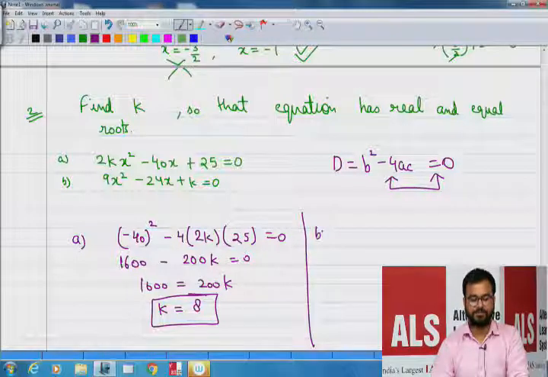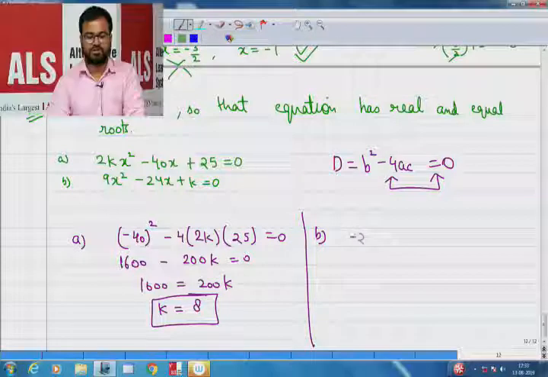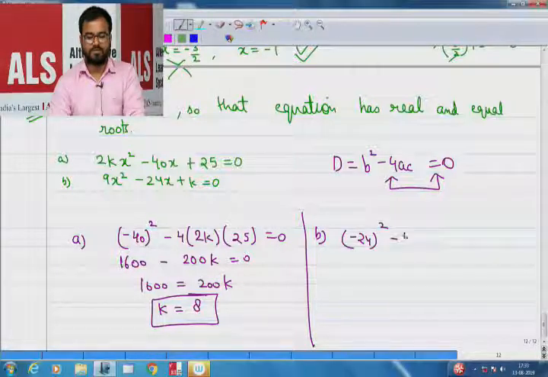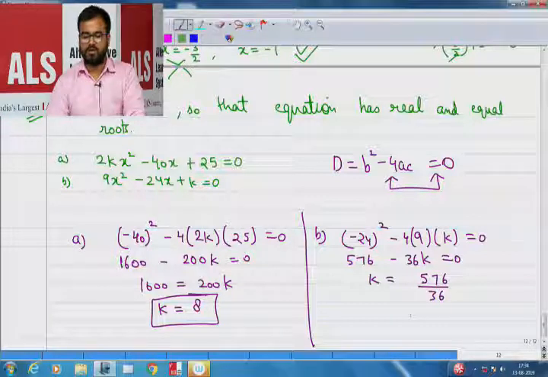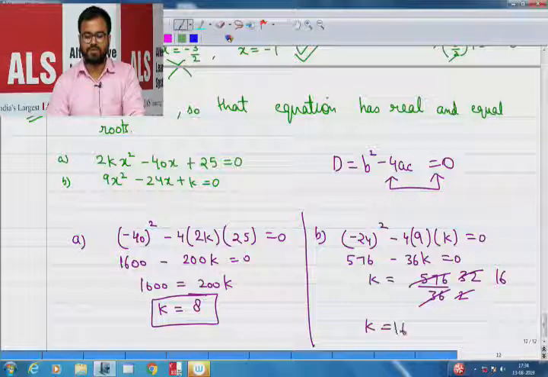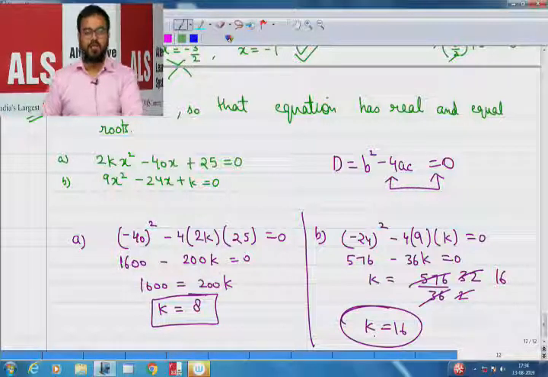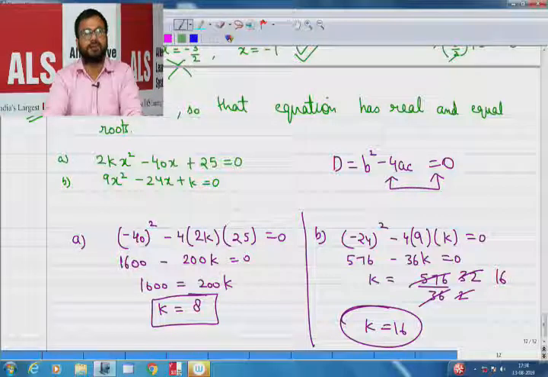In the second case, B square, which is minus 24 whole square, minus 4, A is 9 and C is K, that is equal to 0. This is 576 minus 36K equal to 0, or K is equal to 576 divided by 36. We can divide by 18, and then again 16 times it will go. So K is equal to 16. So these are the values for K. For the first part it is 8 and for the second part it is 16.